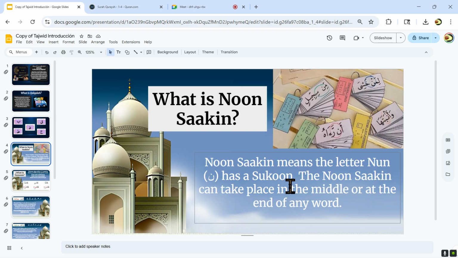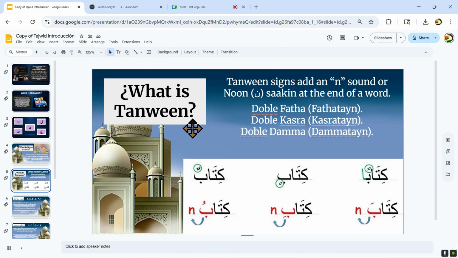So what we're trying to get to here is that whenever we find a noon that is sakin, or a noon with a sukun on it, then we're gonna apply one of 4 rules. There's 4 rules to the noon sakin. And tanween, do you guys know what tanween is? No. Tanween is when we find the double fatha, double kasra, or double dhamma at the end of the word. All we're doing is putting a noon sakin at the end. So in the example right here, kitaban, we read it like the bottom one. Kitaban.